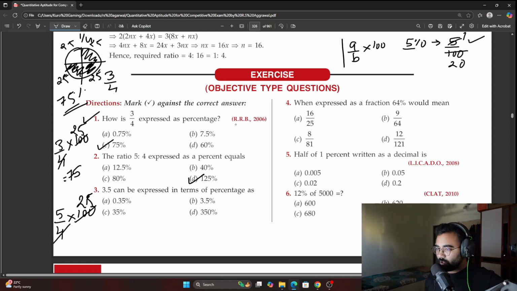We move on to the next one. 3.5 can be expressed in terms of percentage as. Now we need to convert this decimal, that is 3.5, in terms of percentage. Let's see. Sometimes in MCQs, I'm sure a lot of you who are watching this video, you are preparing for these competitive exams, and in those exams sometimes you also have to eliminate in the MCQs, because you'll never straight away know the correct answer to all the questions. Some questions you might need to use the technique of elimination.